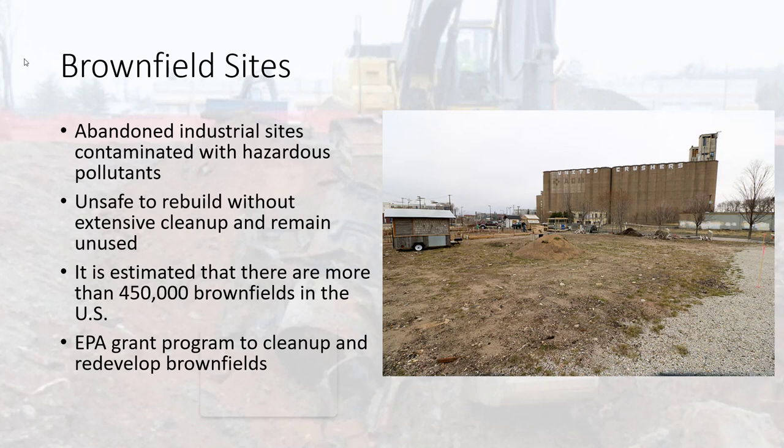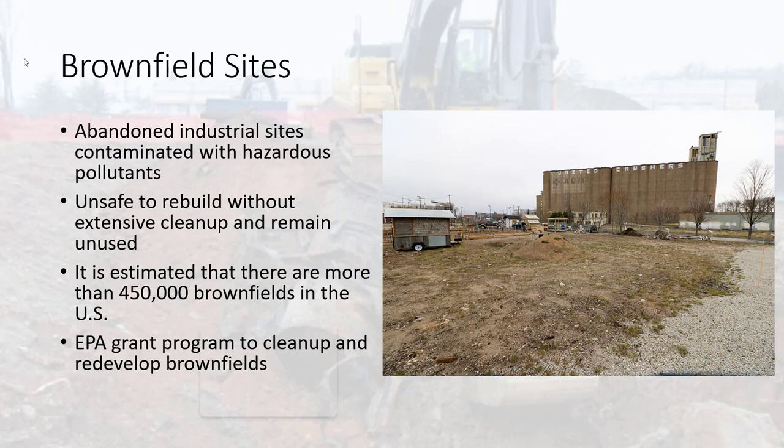So besides just these Superfund sites and these very, very hazardous sites, there are also other sites that are contaminated, right, or need site remediation, but maybe aren't as bad as to be listed on the National Priorities List. And some possibly are, but there are also brownfield sites, which is something that you guys should be aware of. Now, these are abandoned industrial sites contaminated with hazardous pollutants. And as a result, it is unsafe to rebuild on these sites without extensive cleanup. And often they remain unused in communities, they're an eyesore, a blight on the community, and nothing's being done there.